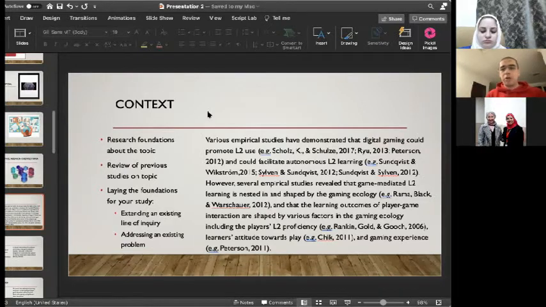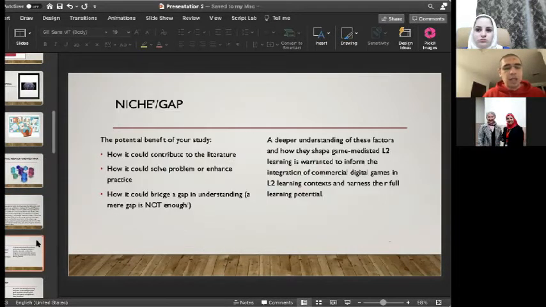So here I was talking about video game-based learning and ecological factors. I used the literature to demonstrate first that digital games have a strong L2 learning potential, and that several studies demonstrate that ecological factors influence the learning outcome of game-based language learning. So this shows that there is a learning potential and that the ecology shapes that learning potential. So that paves the way for my study.